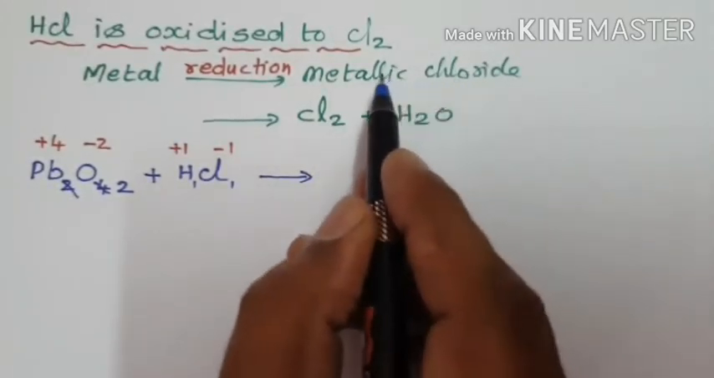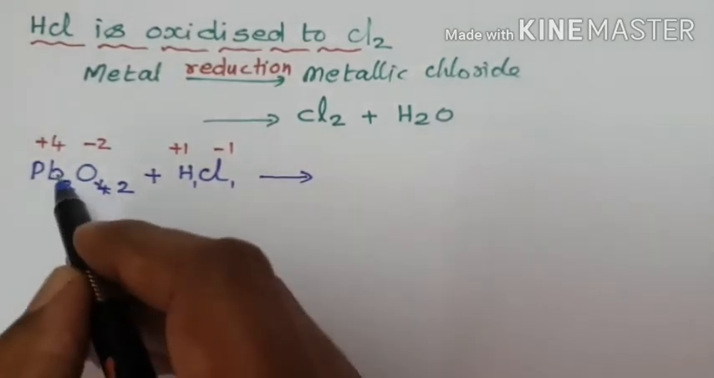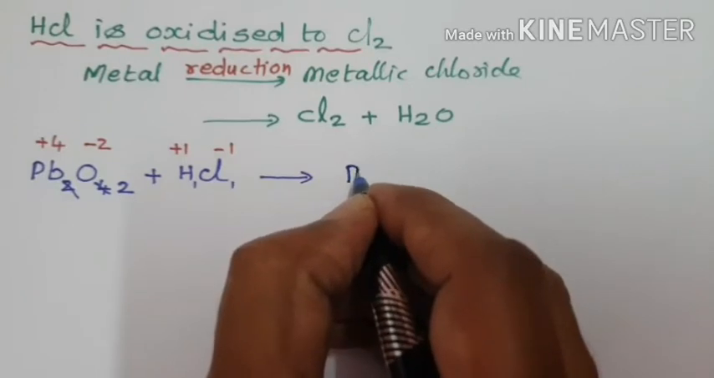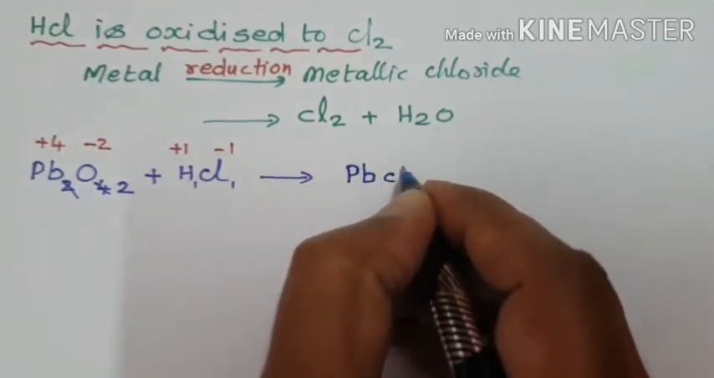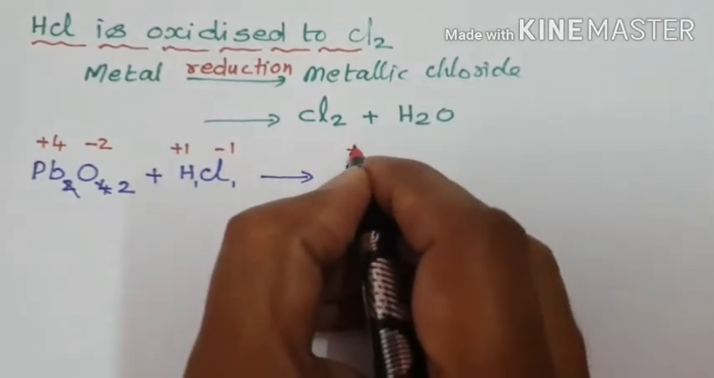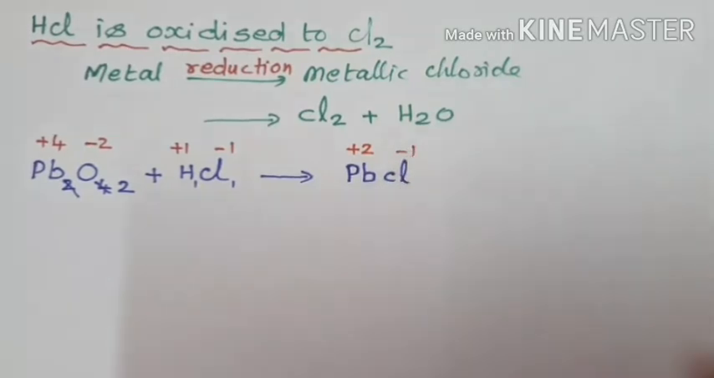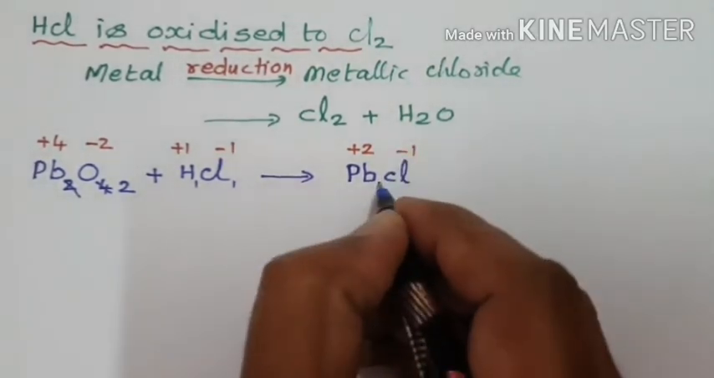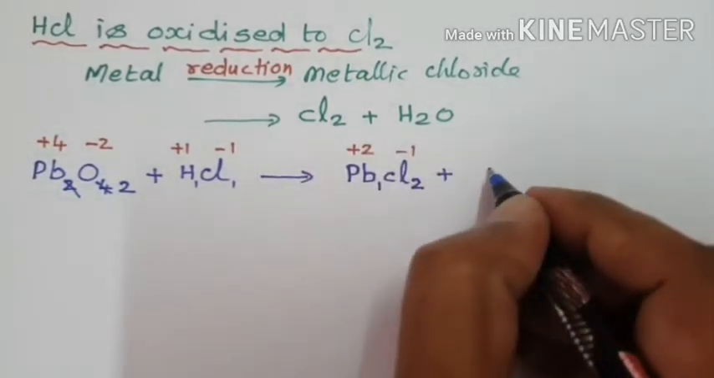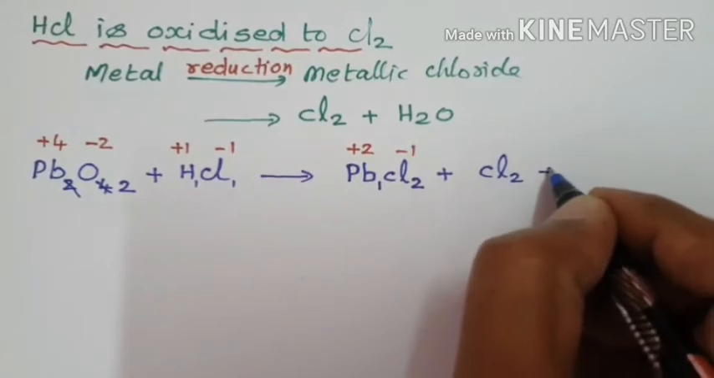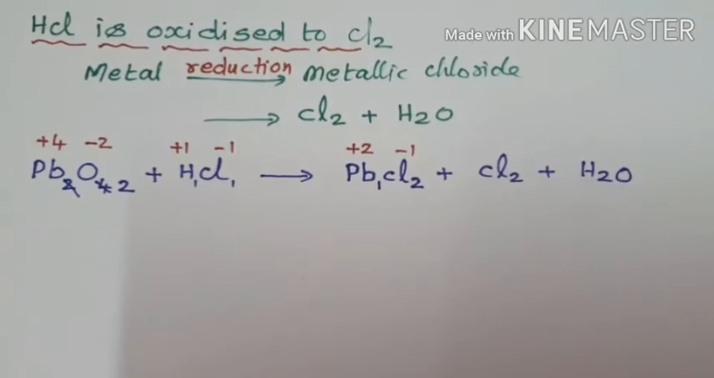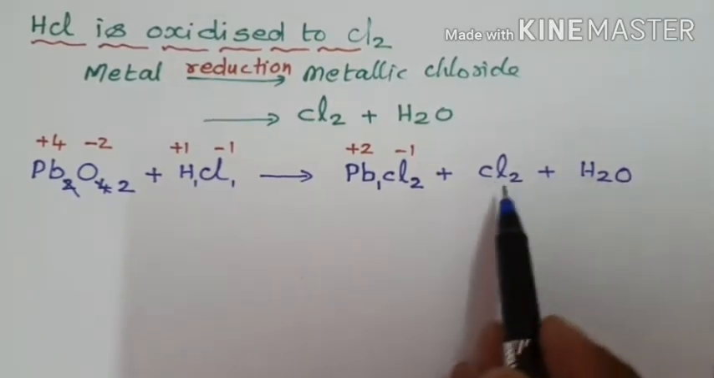The metal is converted into metallic chloride. Our metal is lead. The Pb2+ combines with the Cl-. Because it undergoes reduction, in this compound lead is in +2 oxidation state, chlorine -1. When we write in class, chlorine valency here, lead valency 2+, the other products we know: Cl2 and H2O. In the preparation of chlorine, in all the reactions, these two products are common.